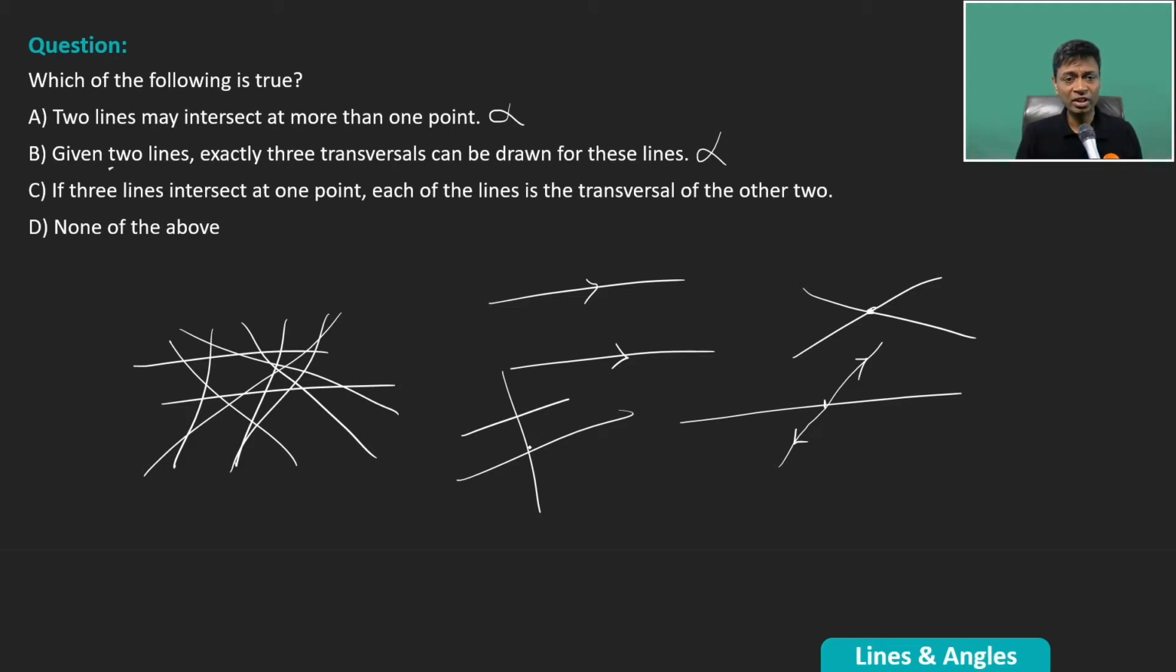If 3 lines intersect at one point, each of the lines is the transversal of the other 2. 3 lines intersect at one point. Each of the lines is a transversal of the other 2. This is true. Why so?